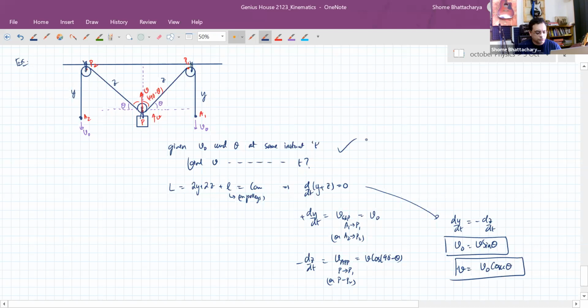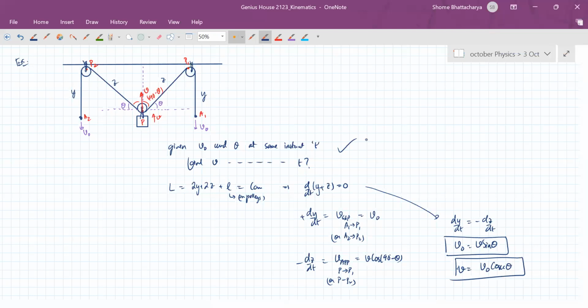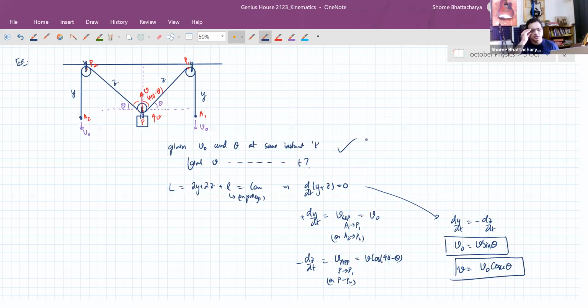Okay, people. So hope this example is also clear to all of you. Yes, sir. Yes, sir. Okay, very good. So these are some situations in which you can use constraint relations like this.